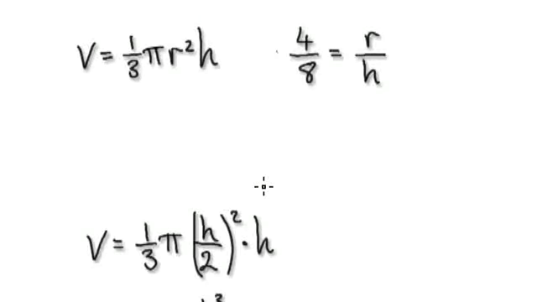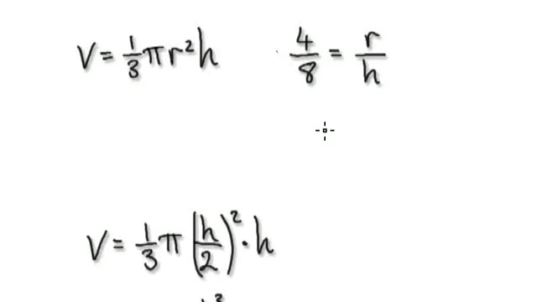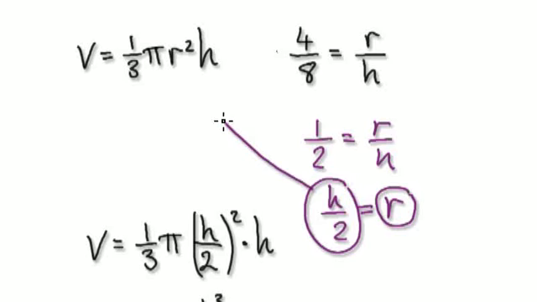Anyway, once you're here, times both sides, but well, simplify it. So it will be 1 over 2 equals R over H, times both sides by H, basically R equals H over 2. Okay, so R equals H over 2. So now you can put this into this thing here. So when you put it into here, this is our R here.